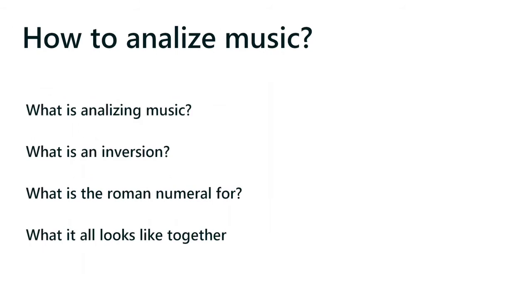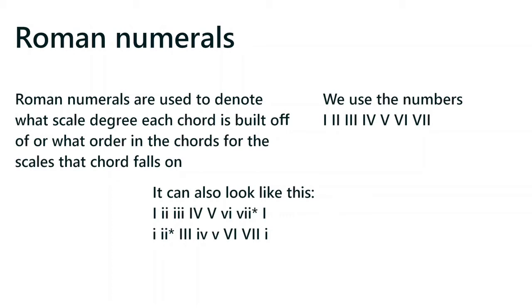Now we're going to be moving on to what the Roman numeral is used for. Roman numerals are used to denote what scale degree each chord is built off of, or what order in the chords for the scales that the chords fall on. We can use the numbers on the right of the screen, which are 1, 2, 3, 4, 5, 6, and 7, but it could also look like this, where it's a capital 1, 2 lowercase i's, and so on. Whether it's capital or lowercase actually determines whether it's major or minor.